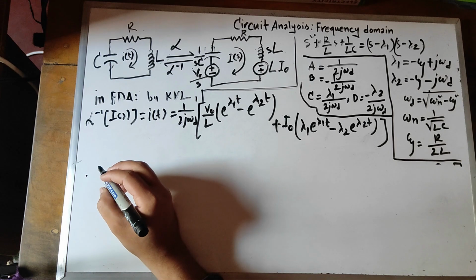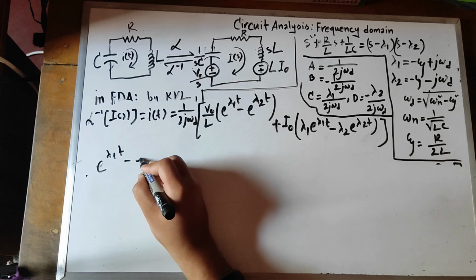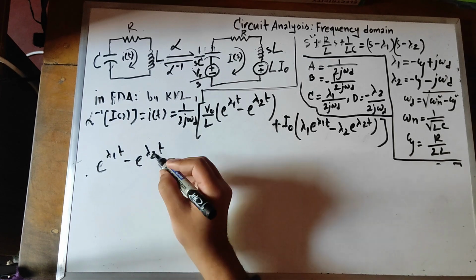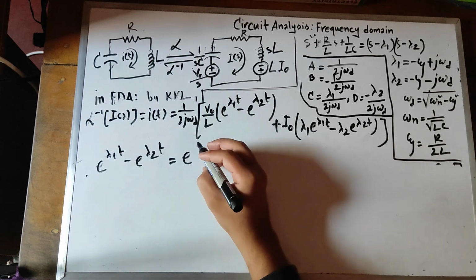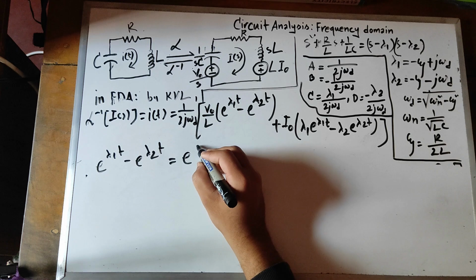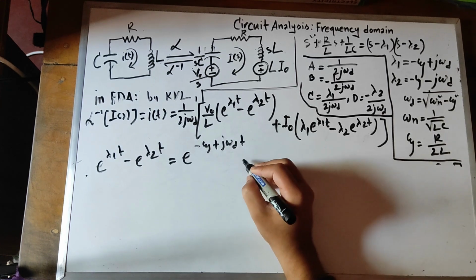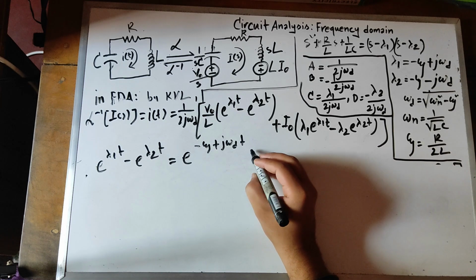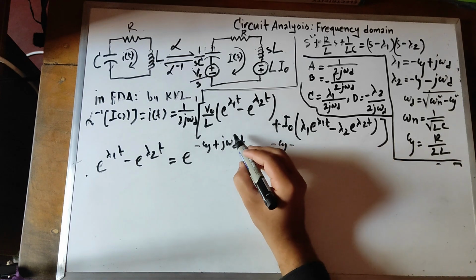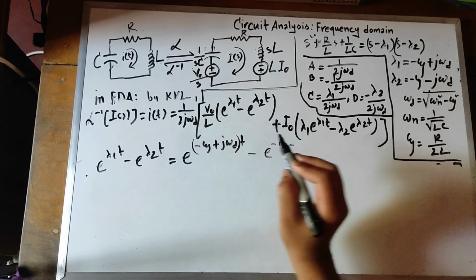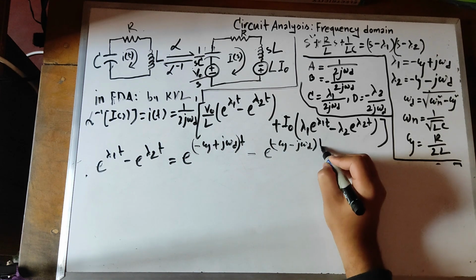Here, exponential lambda 1 t minus exponential lambda 2 t. If we break lambda 1 and lambda 2, the roots, it will give us minus psi plus j omega d t, and minus psi minus j omega d, so like this, minus j omega d t.